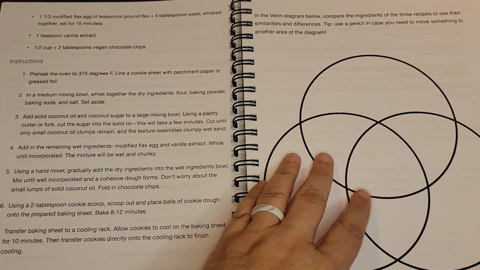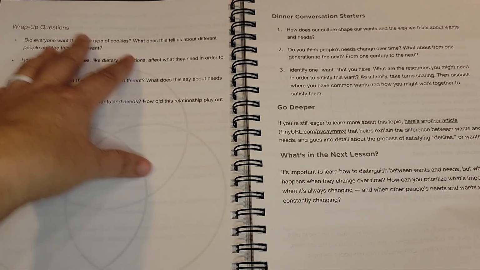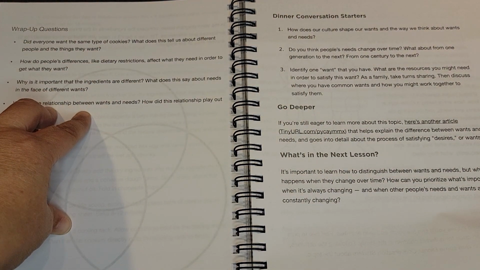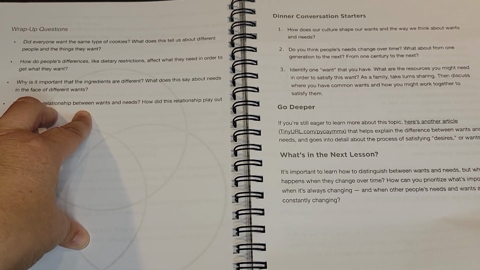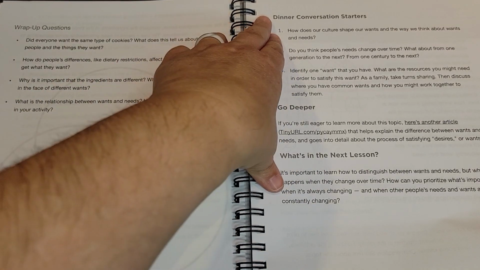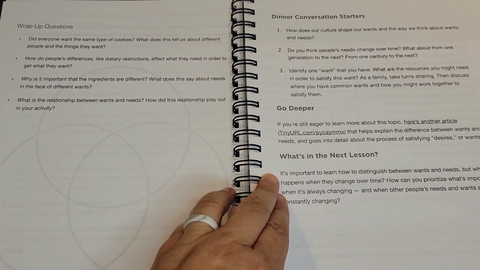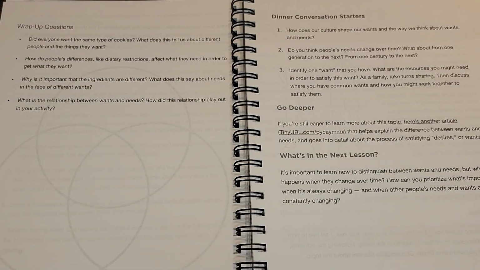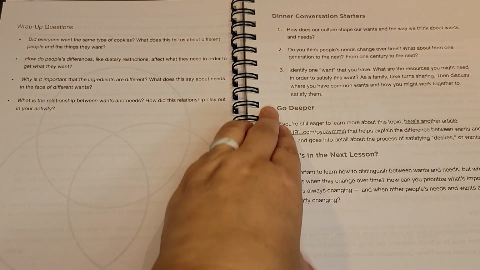And I really liked this activity when we did it. My daughter liked it as well. Then you have the wrap-up questions for the older children. Then they have these wonderful dinner conversation starters. And I like this because I think that it just extends the information, just extends the lesson beyond actually having the book in front of you. These are things that you can talk about over dinner.